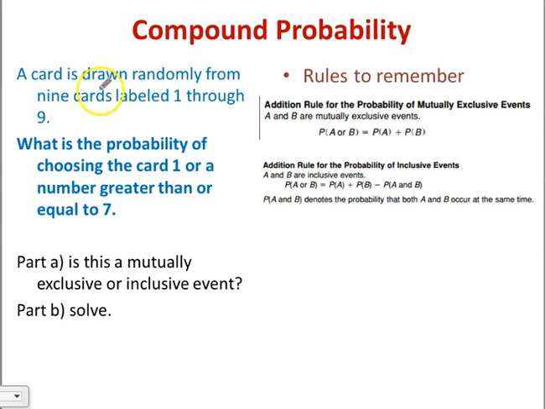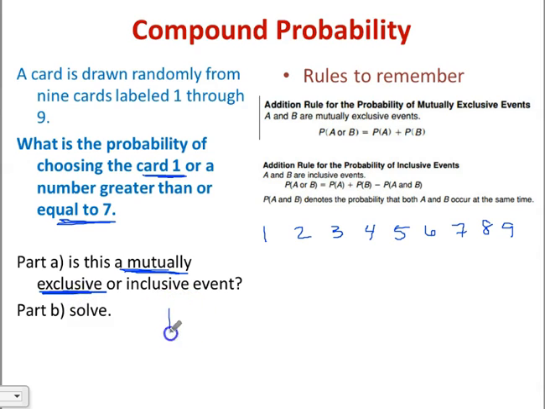A card is drawn randomly, same situation here, cards labeled 1 through 9. Now, what is the probability of choosing the card 1 or a number greater than or equal to 7? Can those occur at the same time? Can we have a 1 at the same time as a number greater than or equal to 7? We cannot. So this is an example of a mutually exclusive event.